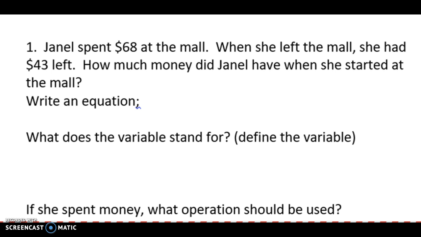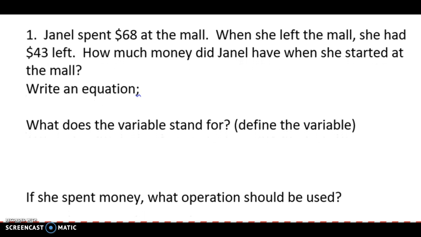Okay, last one. I want to look at a word problem. So Janelle spent $68 at the mall. When she left the mall, she had $43 left. How much money did Janelle have when she started at the mall? So actually, I'm going to go down to the second question. What does the variable stand for? Because I want to know what the variable even means before I write the equation.